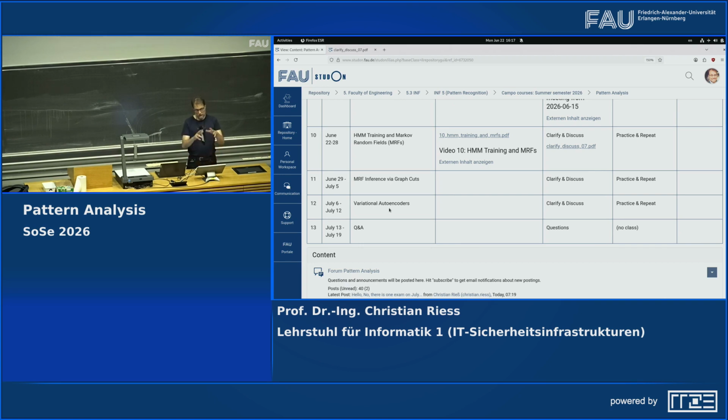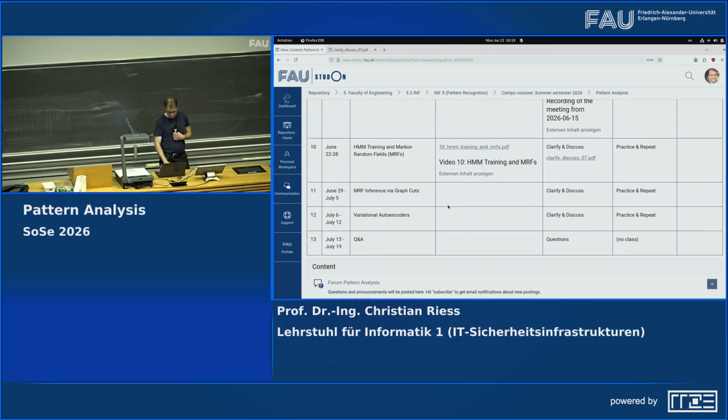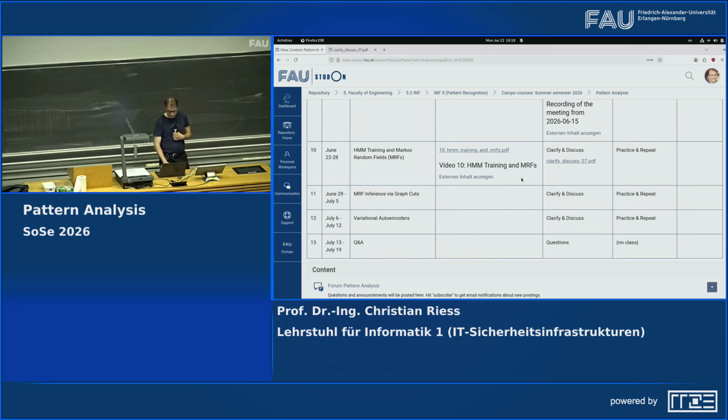So I think it's a nice bracket around a couple of concepts that we learned about. And then we're essentially done. Of course, we can meet still, but this would close the lecture then, and we can prepare for the exam.